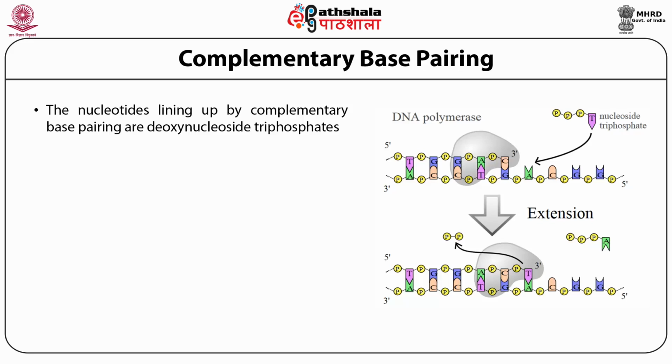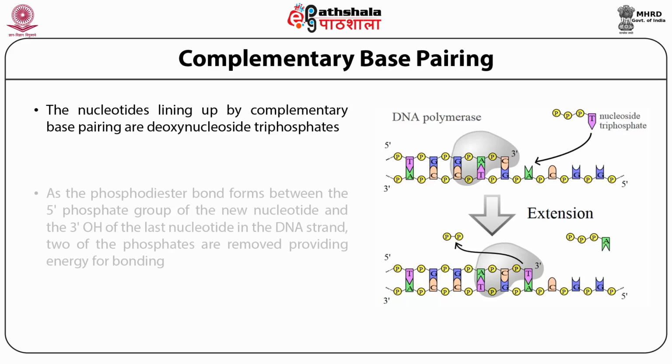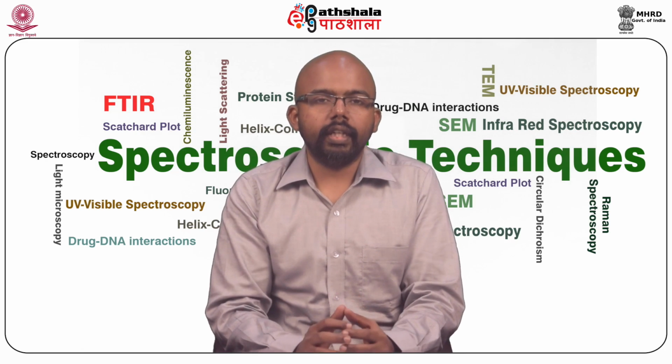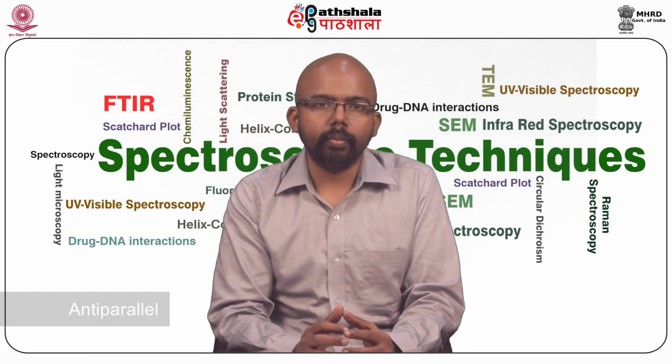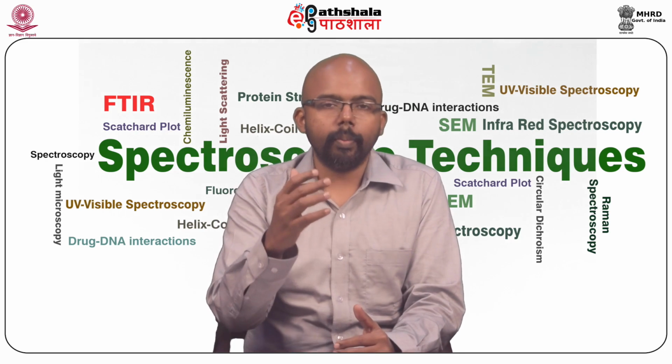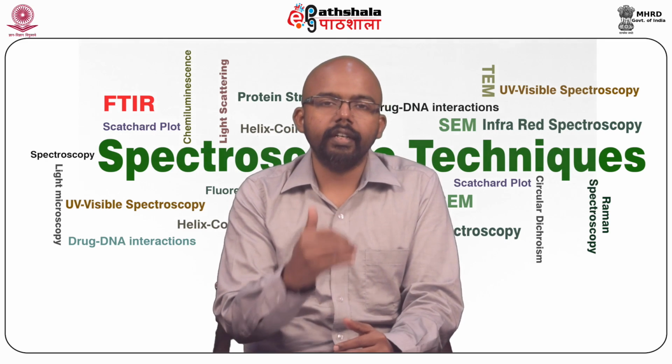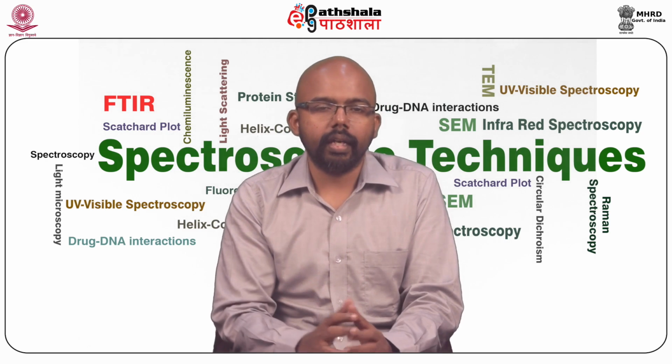These are connected by hydrogen bonds, and the phosphodiester bond is formed between the 5' phosphate of the incoming nucleotide and the 3' hydroxyl group of the last nucleotide in the DNA strand. Two phosphates are removed, and this makes the reaction exothermic, thereby making it essentially irreversible. Now, the two strands of the DNA are antiparallel. What does that mean? One strand runs in the 5' to 3' direction, while the other strand is complementary to the first strand. However, it runs in the 3' to 5' direction.